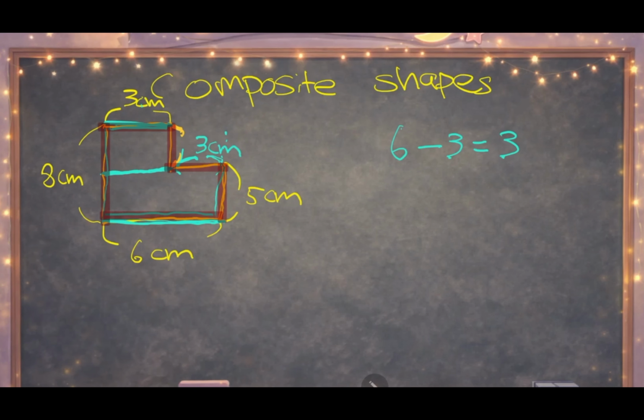This time, we will look at the vertical side. If I draw the imaginary line up and make a rectangle, then I know 5 centimeters here plus the imaginary line here will have to equal 8 centimeters. So I can calculate that by subtracting 5 from 8, and that equals 3 centimeters. So this side is also 3 centimeters.